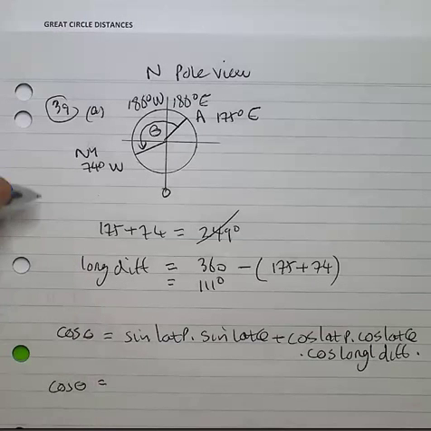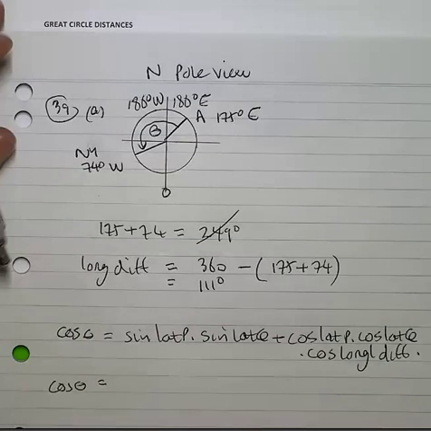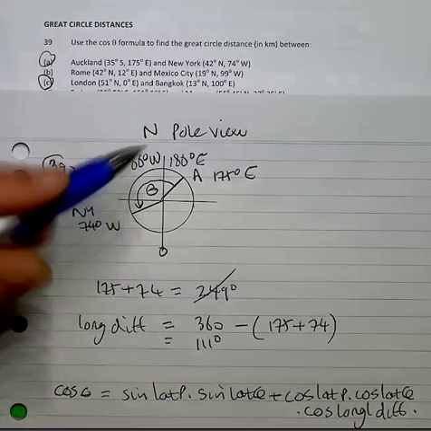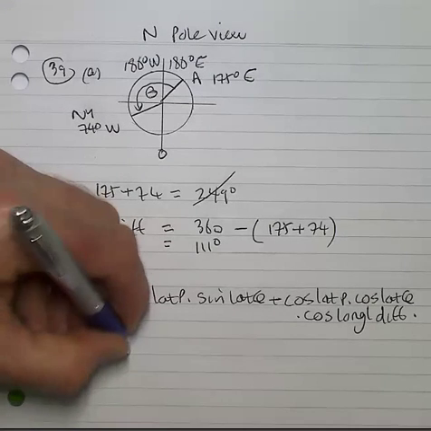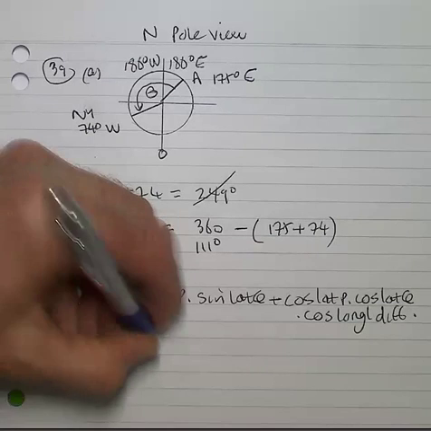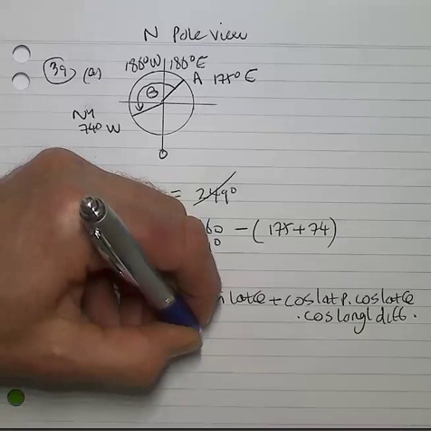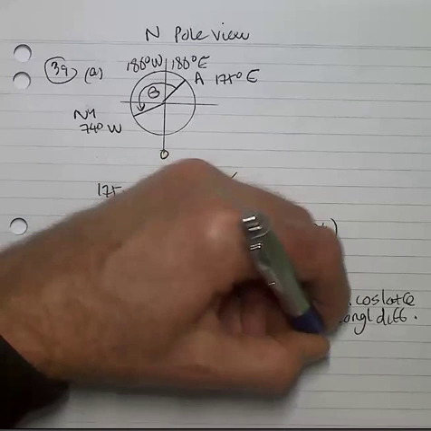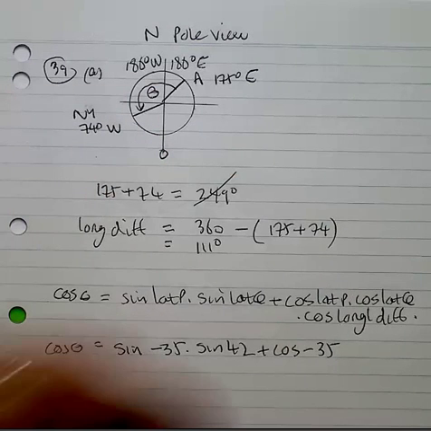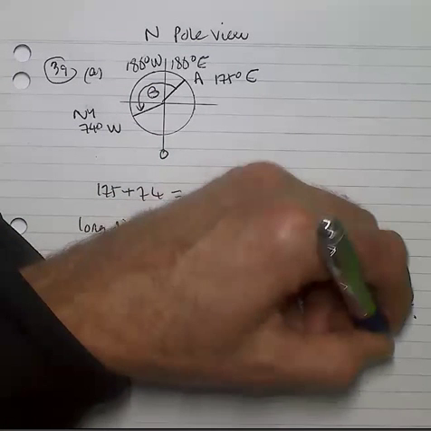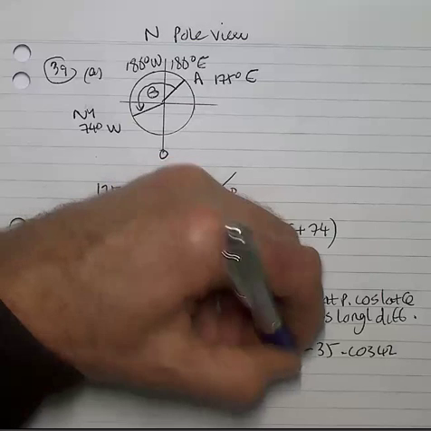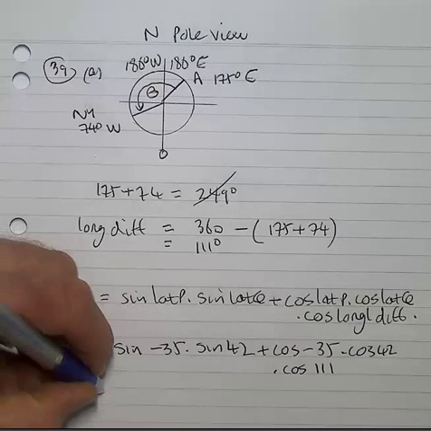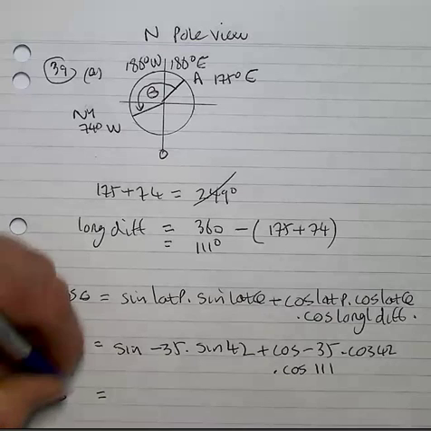Now it doesn't matter what you call P and Q. The key thing though is to make sure that the Auckland 35 appears as a negative. So sine of negative 35 times the sine of 42 plus cos negative 35 times the cos of 42 times the cos of 111, which we decided was the longitudinal difference.